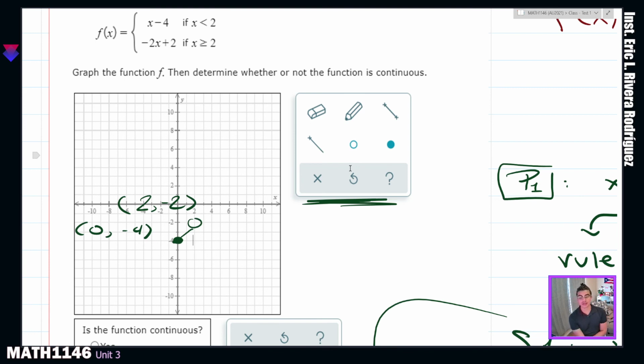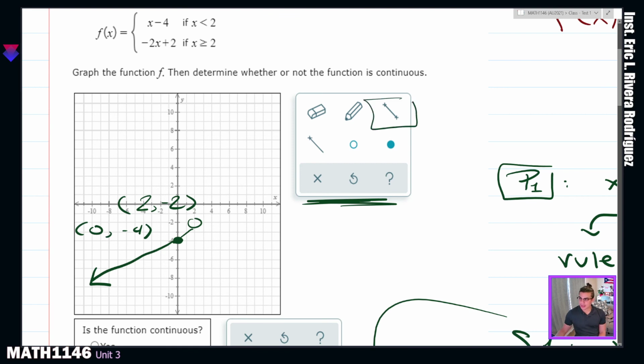Okay, so the answer is no. The answer is no because if we go to the condition here, the condition says that x is less than 2. So that means that we can continue finding x values to the left, and the left boundary is negative infinity. So how are we going to represent that? With an arrow. You put an arrow there indicating that the graph continues to the left.